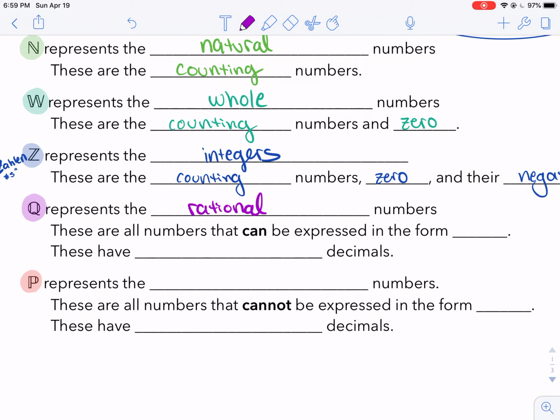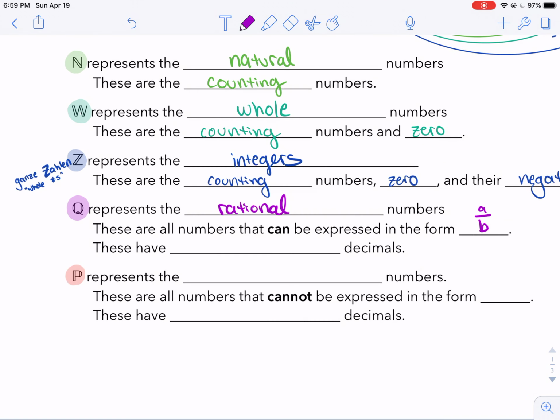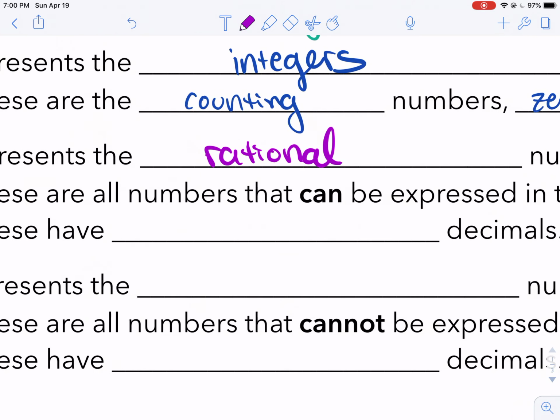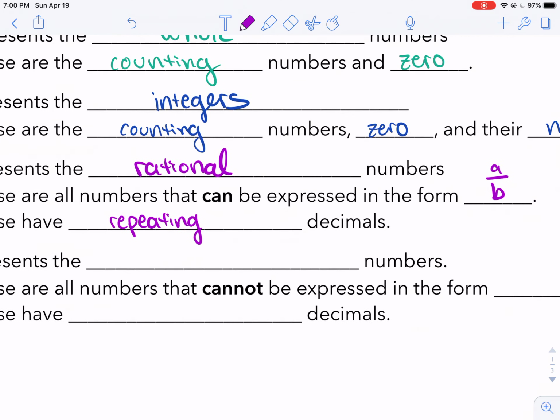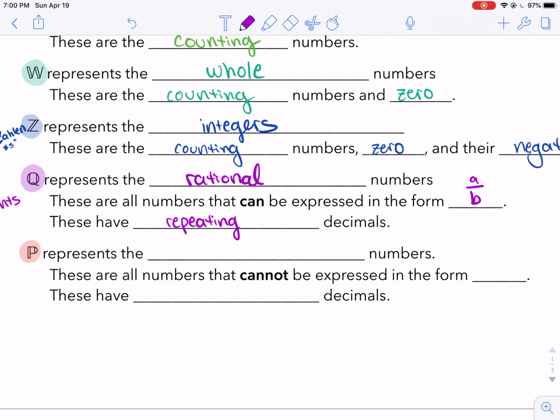So rational numbers are all numbers that can be expressed in fraction form. They look like a over b. And fractions are all quotients, so that's where the Q comes from, because they are all written as quotients. All rational numbers will have a repeating decimal, because anything that can be written as a fraction can be written as a repeating decimal.